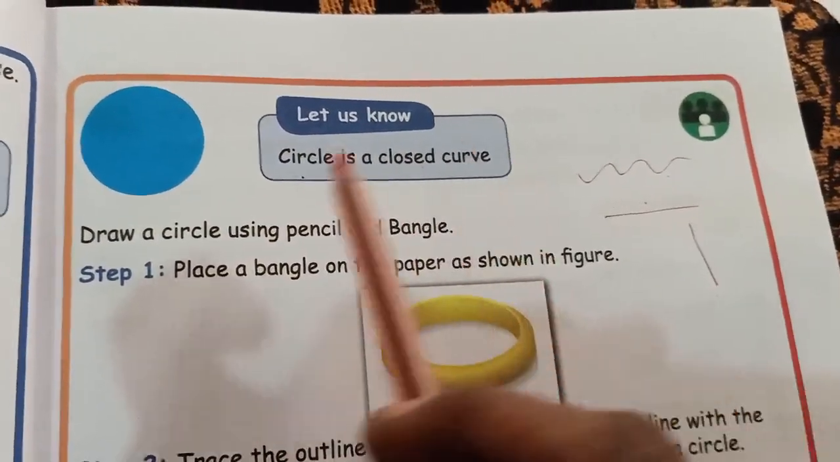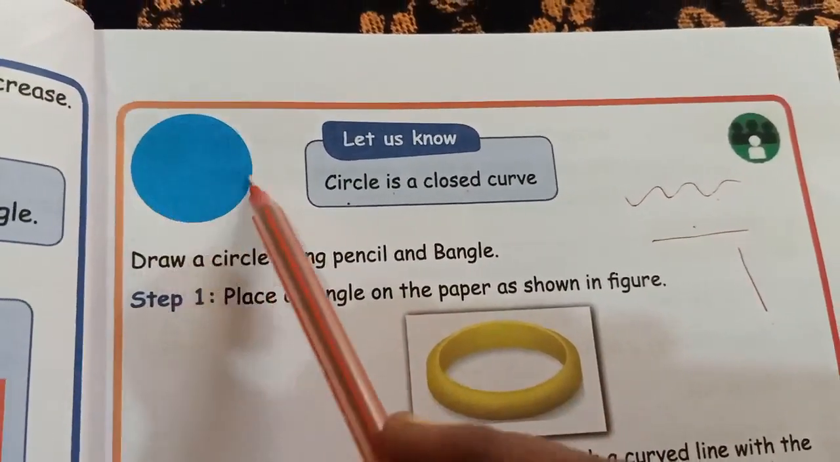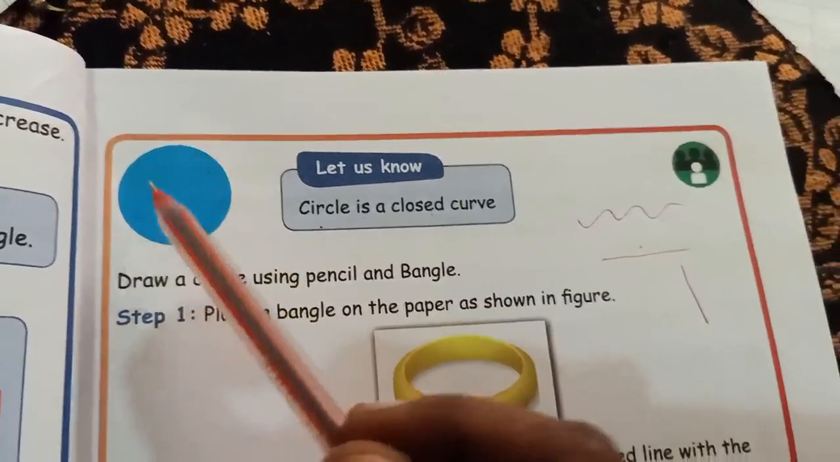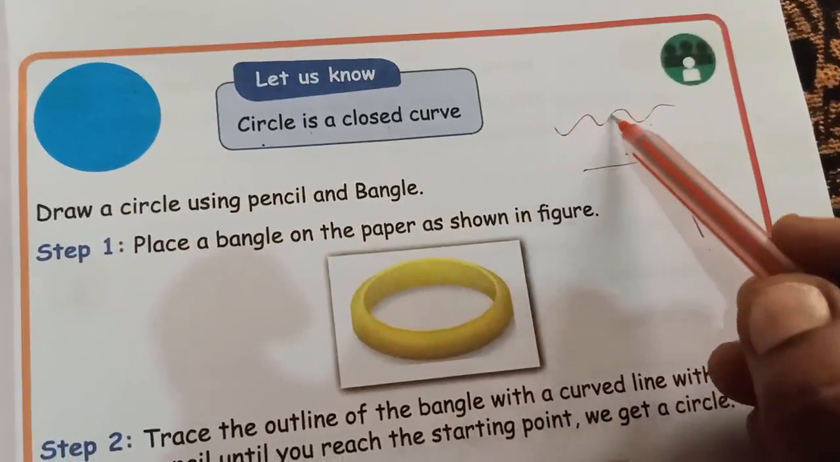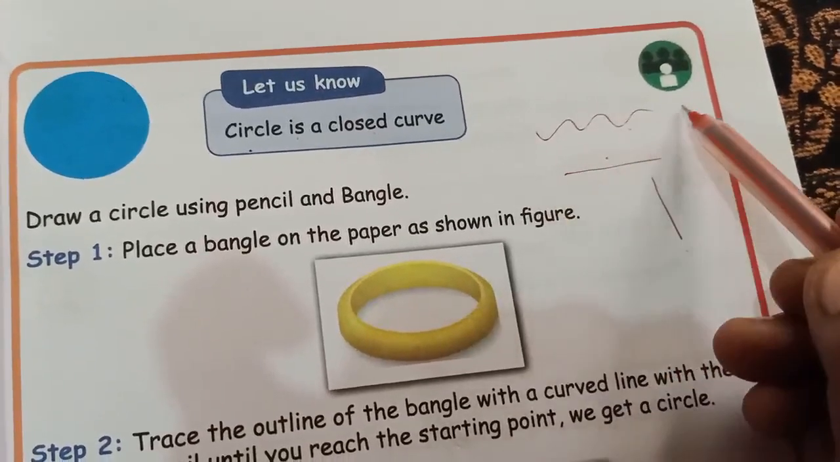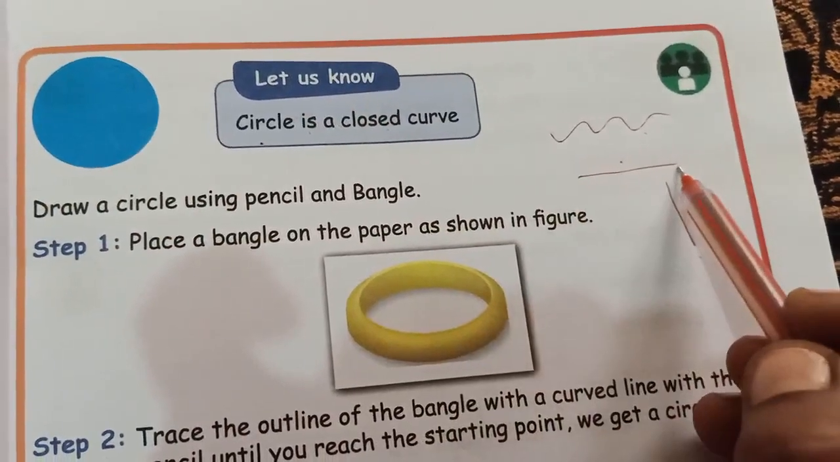A circle is a closed curve. See, what is this shape? It is a circle. It is a closed curve. Everything here is a curved line. So what does curved line mean? Curved line, it is bending, isn't it? So what is it? A curved line. Drawn straightly, it is a straight line.